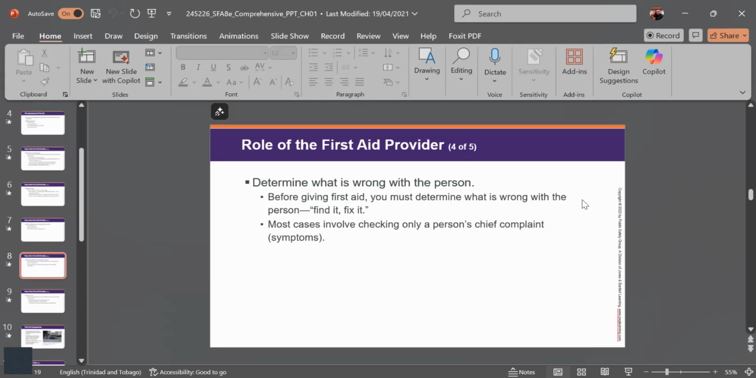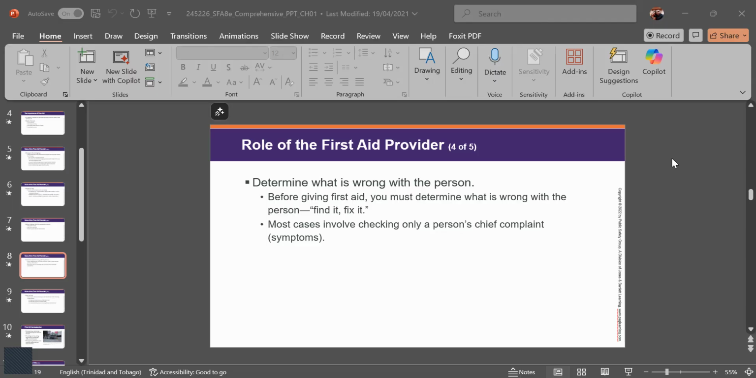Right. Determining what's wrong with the patient. Of course, typically in emergency care, and everything with emergency care we're looking at here is pre-hospital, outside of the hospital, right? We see here, before giving first aid, you must determine what is wrong with the person. So we use this simple term: find it, fix it. It is called an assessment-based care model. That's all. Fine, fancy words for find it, fix it.